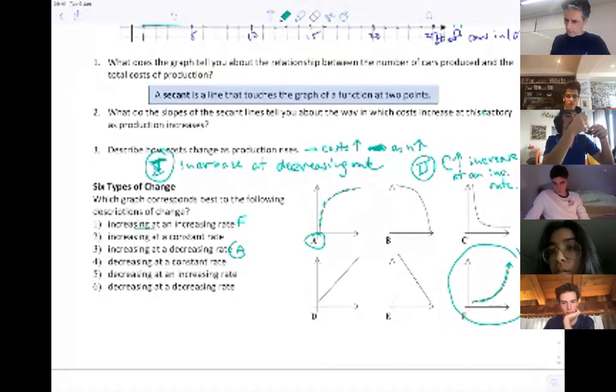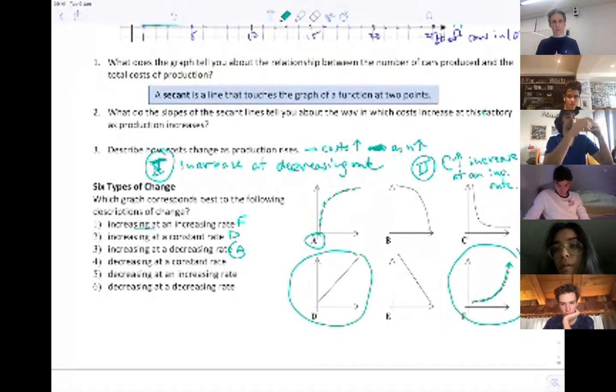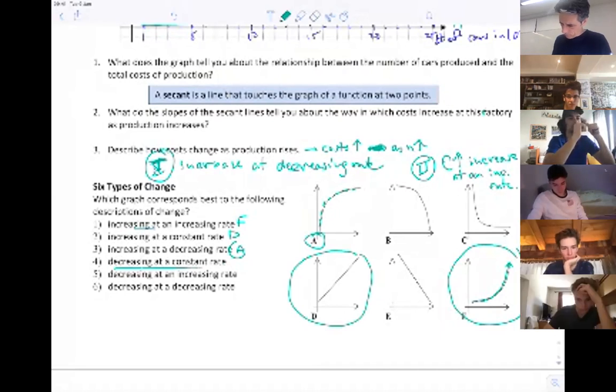D. That's easy. That's what you were saying, George, proportionally or at a constant rate. Now, of the decreasing ones, which one is decreasing at a constant rate? E. Sure enough. Which one decreases at an increasing rate? B. Yeah, sure.